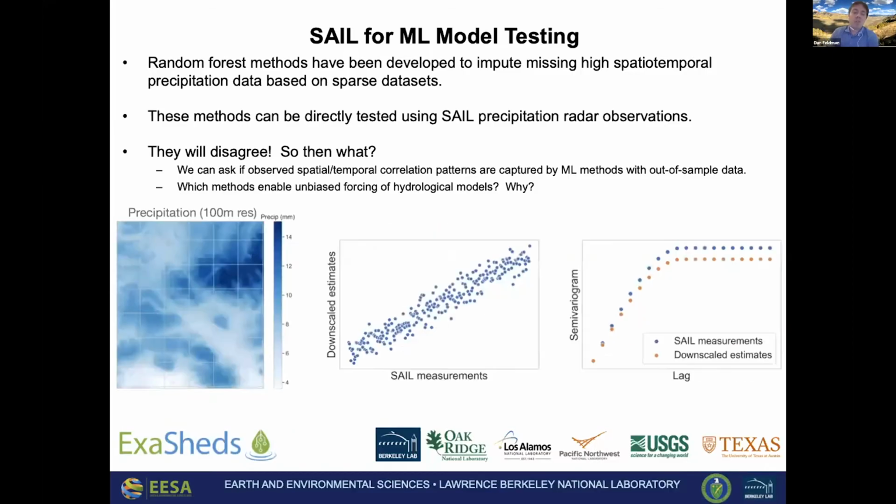And when we do that, we may see some disagreement. And then I think there'll be some head scratching, and we'll have to ask some hard questions. Some of those questions have to do with whether these methods that have been developed are able to capture the spatial and temporal correlation patterns that are observed in the data. And then we can also think about whether these methods are unbiased in their forcings for hydrologic models. And if they're not, why aren't they? Are there processes that the machine learning methods are not capturing within the spatial temporal correlation patterns, and then we can interrogate them further or evaluate if different methods are able to really capture that.